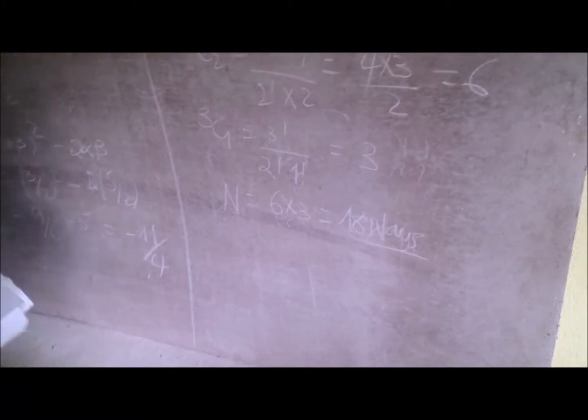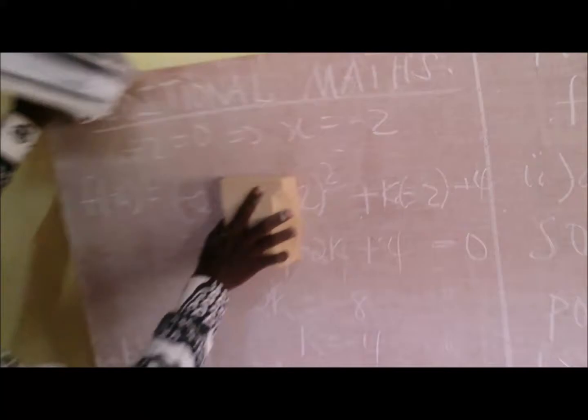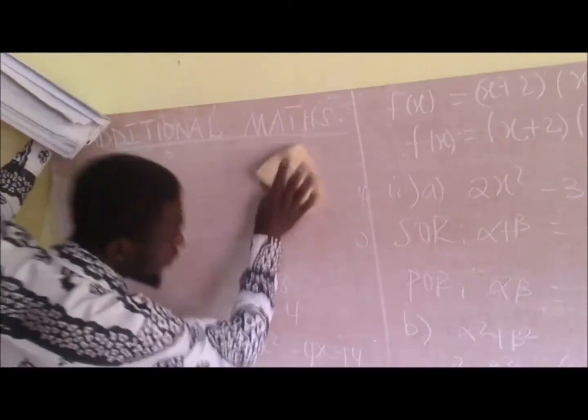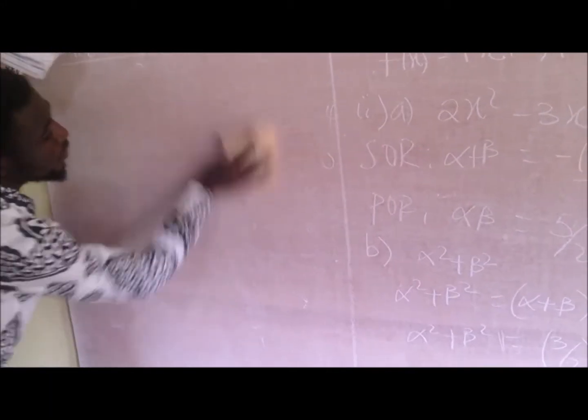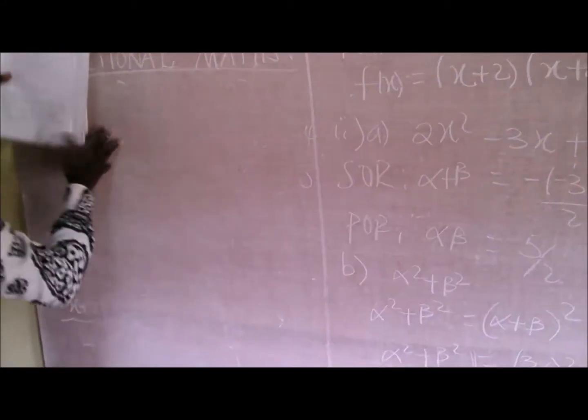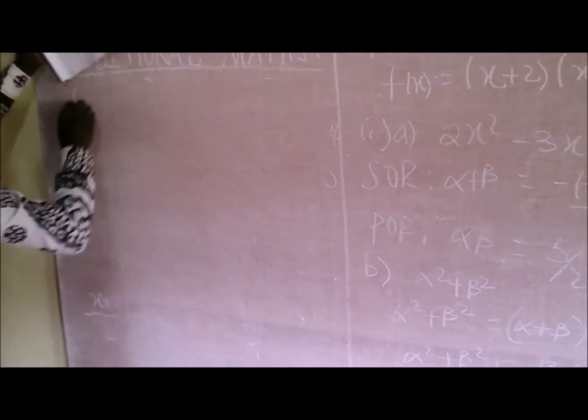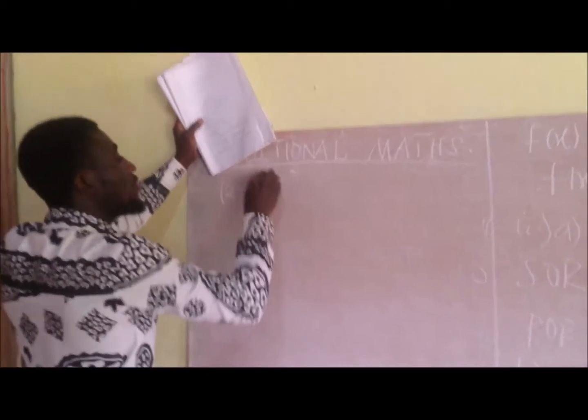Okay, now the second part of the question. Let's wipe this away since we're done. The second part of this question is, let's say, write down the first 3 terms of the binomial expansion of 2 minus x to the power 7.